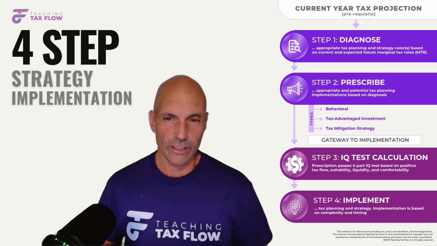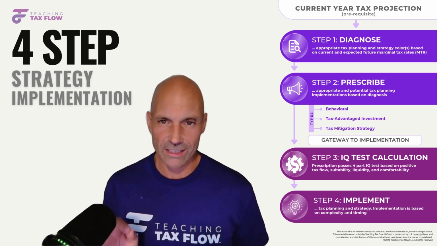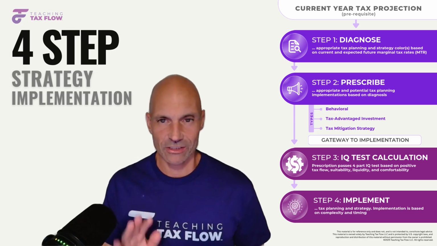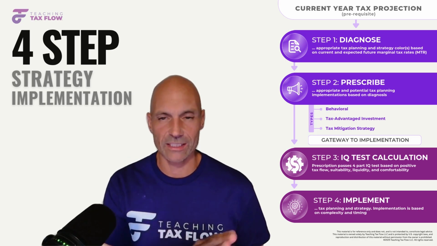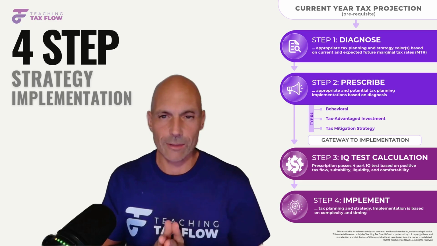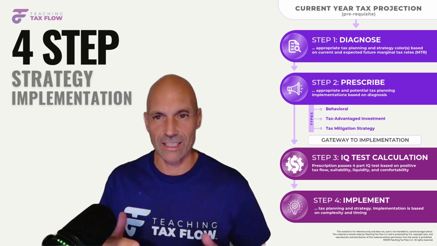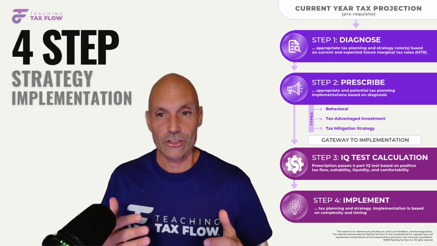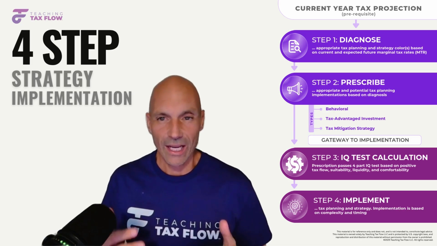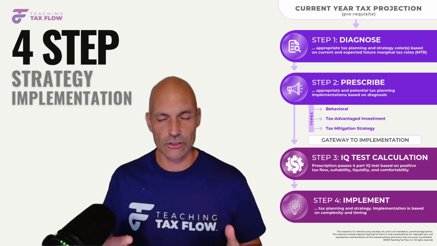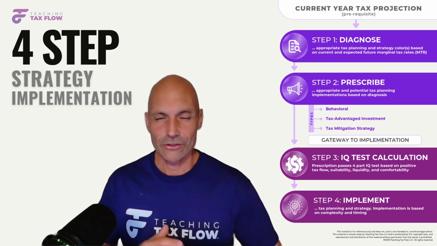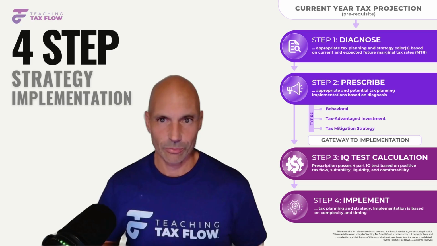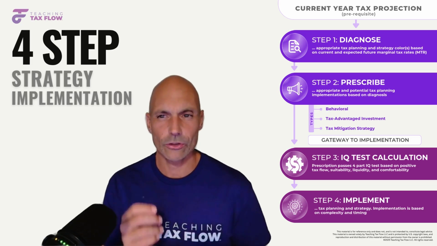Teaching Tax Flow is committed to our proprietary 4-step process for helping taxpayers legally and ethically reduce the tax they pay in their lifetime. This 4-step process is also called a personalized tax plan. Now, before you jump in to each step, you have to have a current year tax projection. That's the prerequisite to do anything, because without good numbers, we can't create a good plan. So we first start with those current year tax projections.